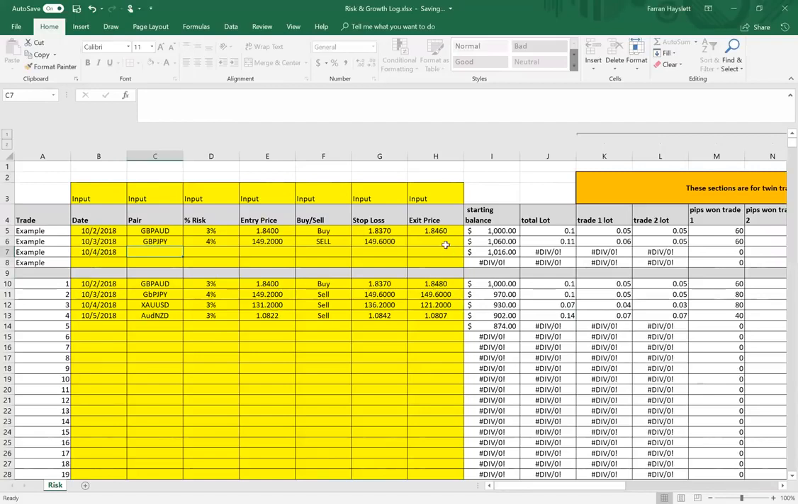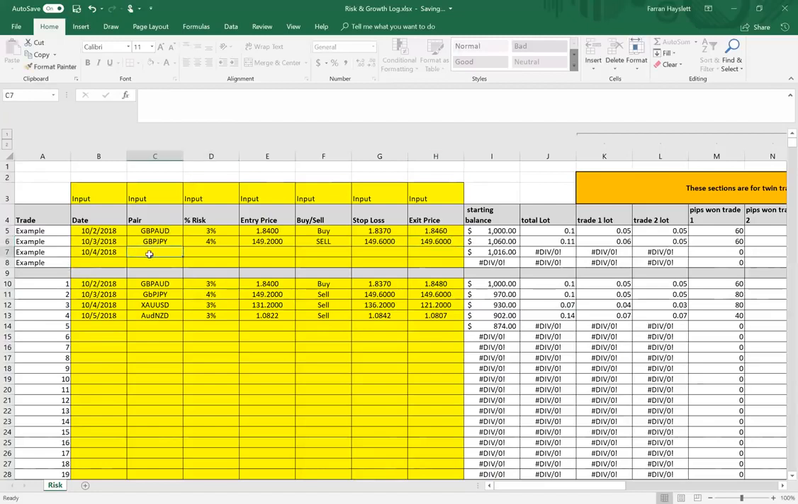What did I forget to do? I forgot to put my exit price, right? Because again, I'm logging. I want to know what happened on that trade. So because it hit my stop loss, I'm going to put my exit price on that trade with 1.4960. That's where I exited the trade.